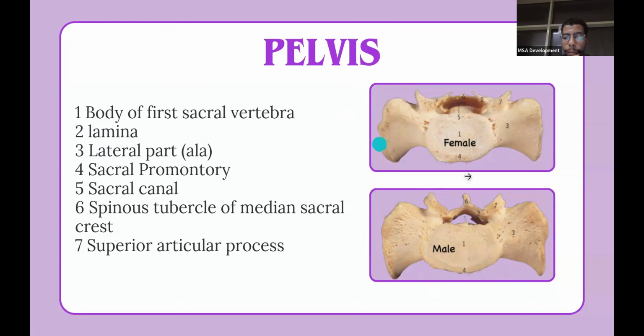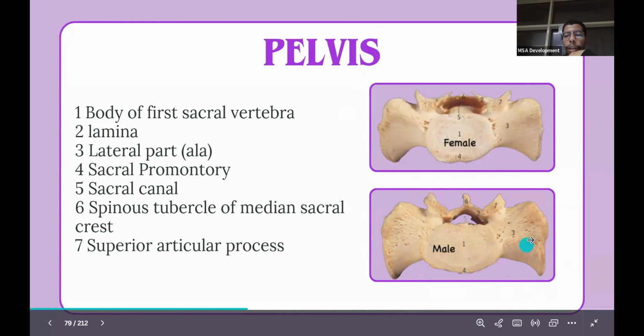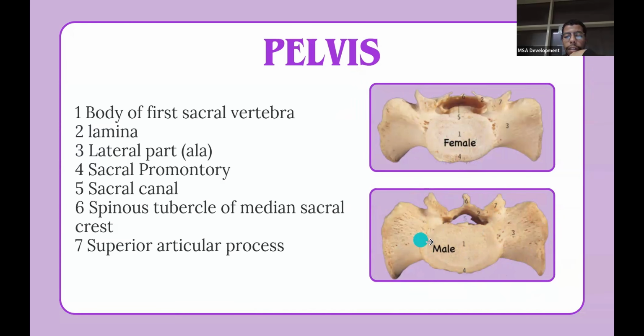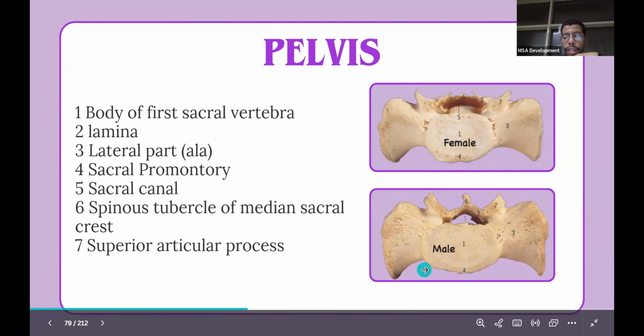I'll fix it later. So here we have the lateral part of the sacrum. Anything that is lateral is also called a wing or ala. This is just extra info, you don't really have to know it. And then, as we said, the protruding part at the top is called the sacral promontory. Yes, exactly, sacral promontory.